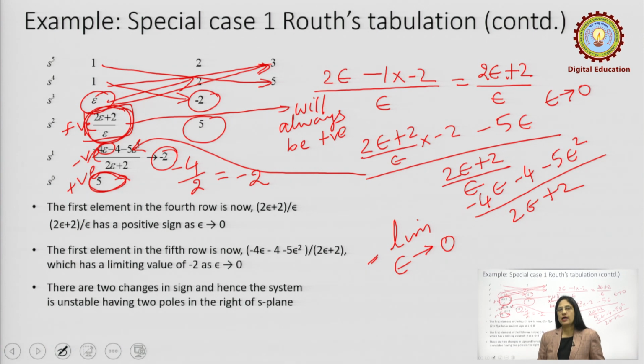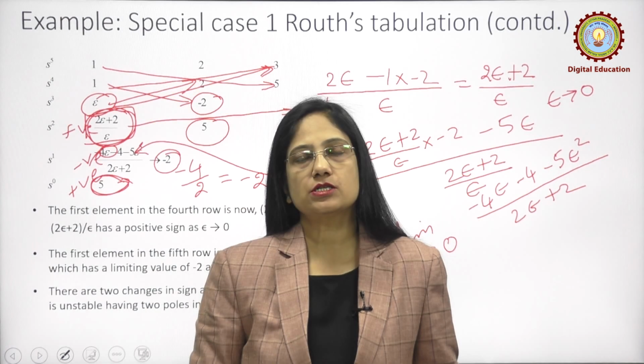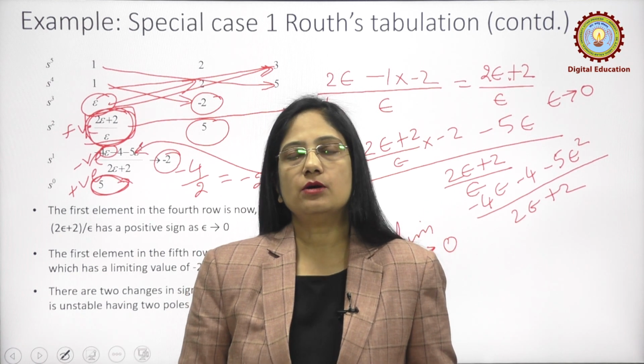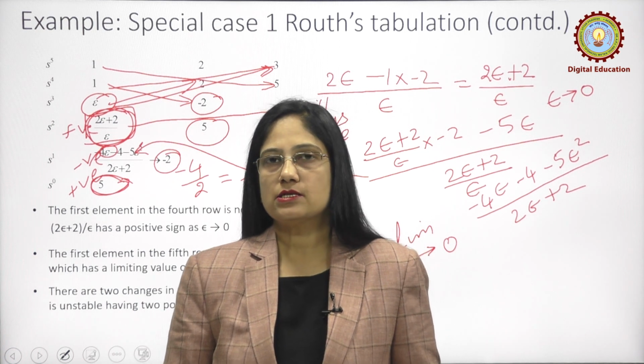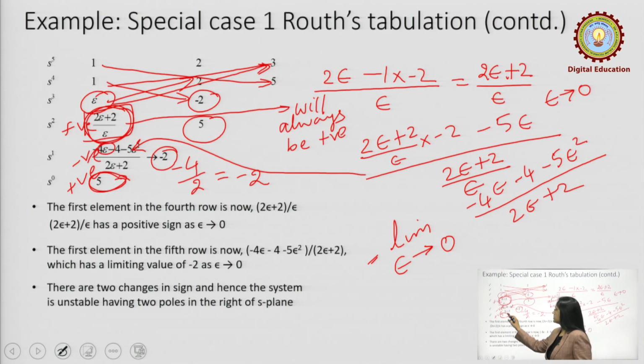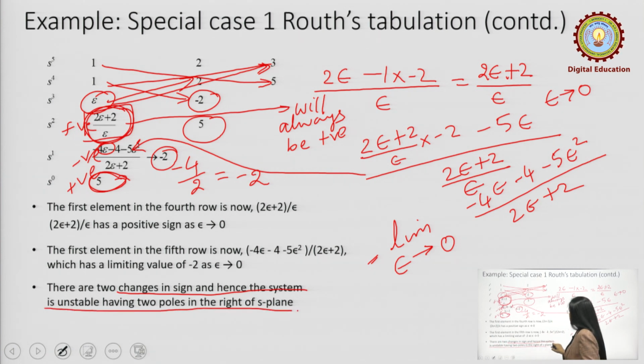So, we replaced the 0 by a small positive number epsilon and went ahead with setting the limit epsilon tends to 0 and obtaining the check. Remember, we are not interested in the actual value of the first element. Here we are interested to know whether in the elements of the first column there is any sign change. That is the main purpose here, to check the stability of the system, and hence we can see that there are two sign changes, and the system is unstable, having two poles in the right half of the S plane.